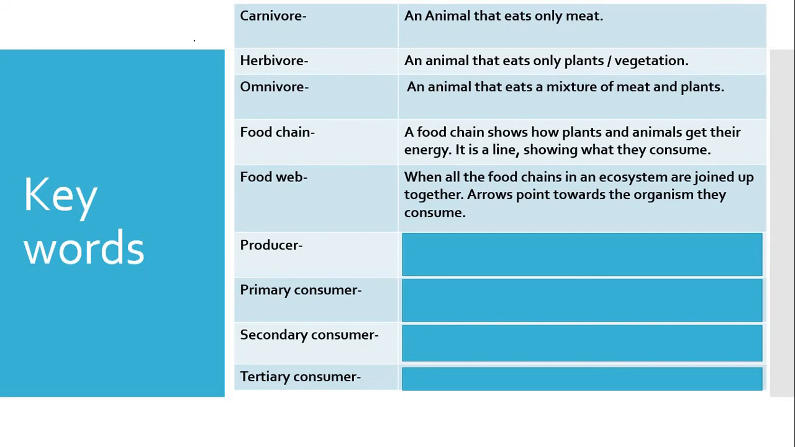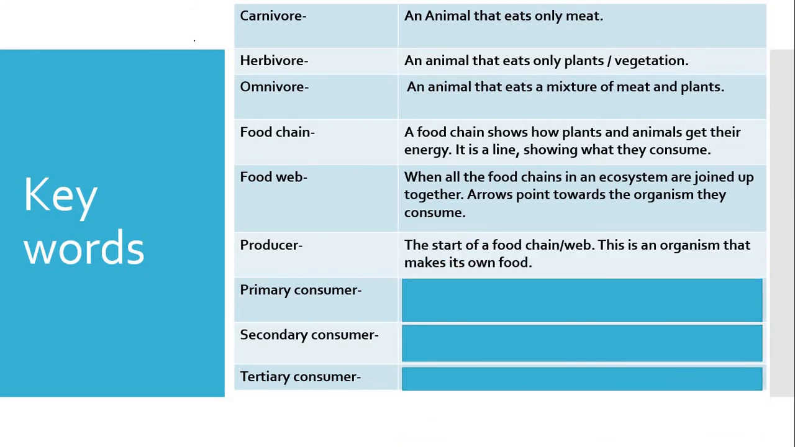So, producer. This is the first start of our food chain. This is an organism that makes its own food. This is going to be your plants and your vegetation, okay? Grass would normally be a producer.